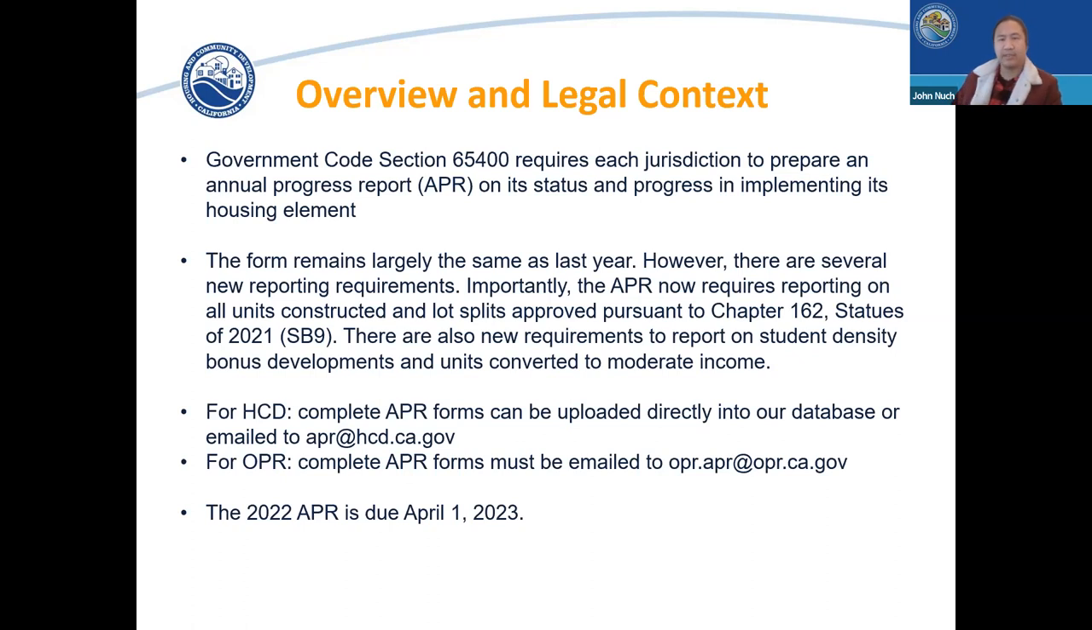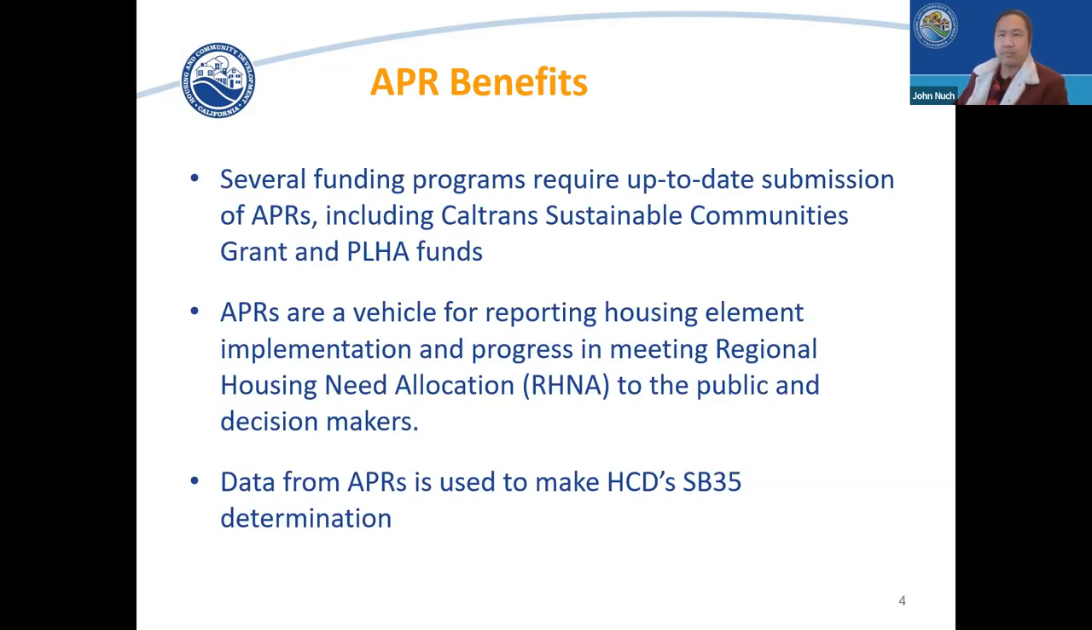For the housing element APR submission to OPR, please email the completed Excel workbook to OPR at opr.apr@opr.ca.gov. And just as a reminder, the 2022 APR is due April 1st, 2023. Before we go any further, let me go over some of the benefits of submitting APRs.